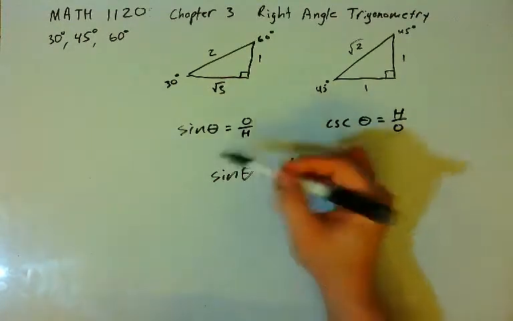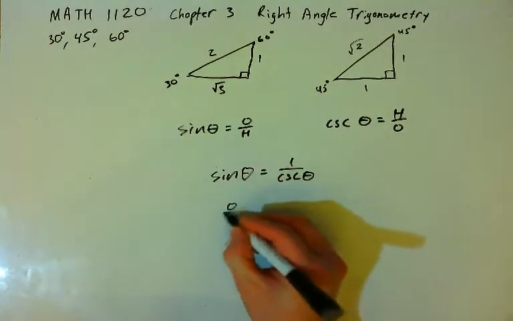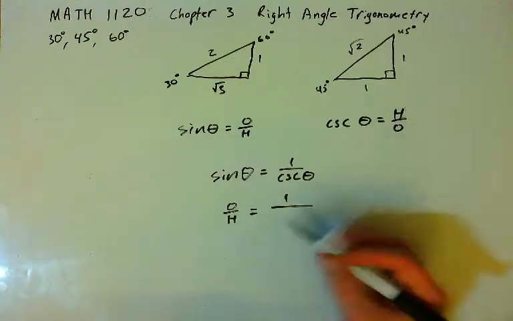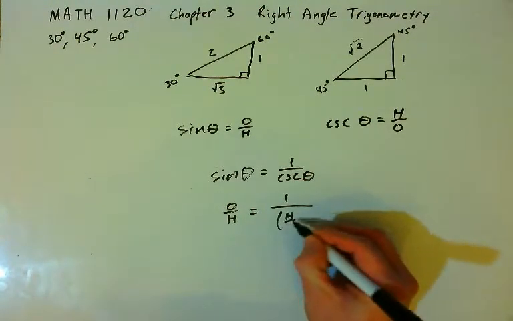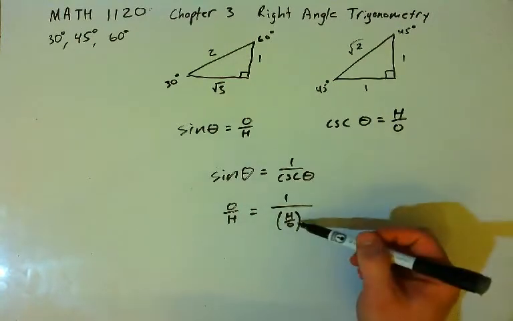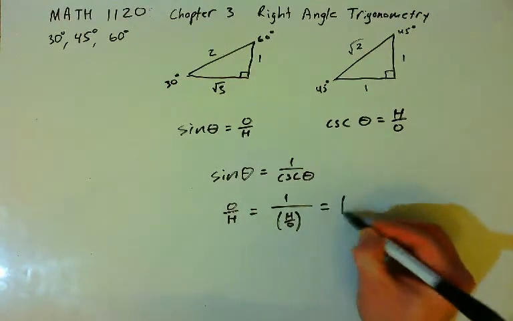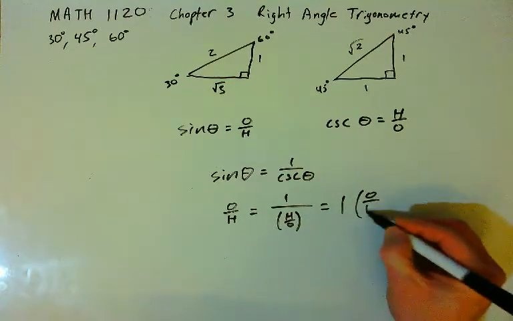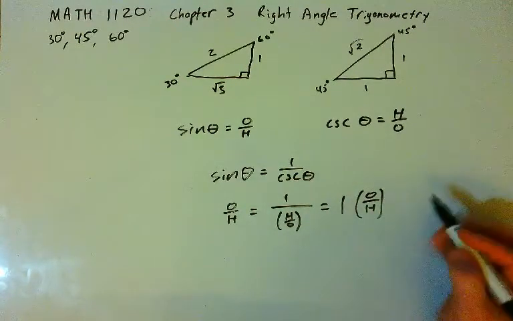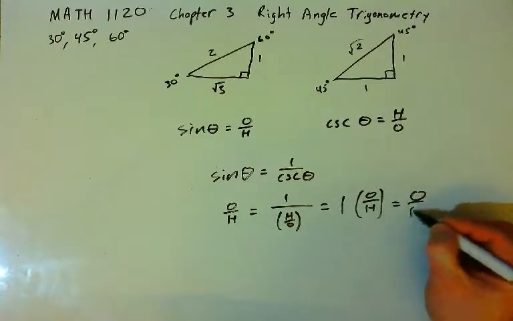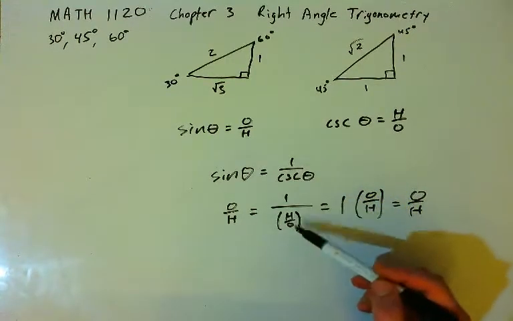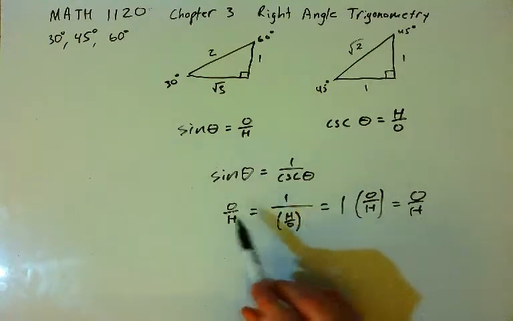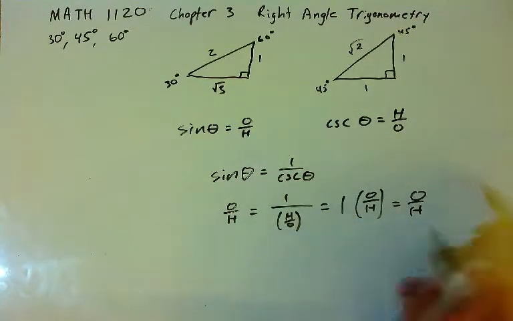And so the sine of theta is opposite over hypotenuse, and the cosecant of theta is hypotenuse over opposite. And when we divide by a fraction, we change that to multiply, and we multiply by the reciprocal. And we don't need the 1 times here, that's just opposite over hypotenuse. And so that means that 1 divided by the cosecant is equal to the sine. And so these two trig functions are reciprocals of one another.